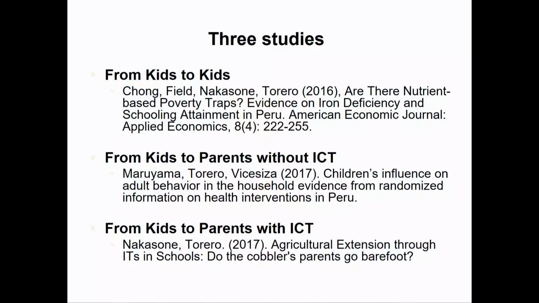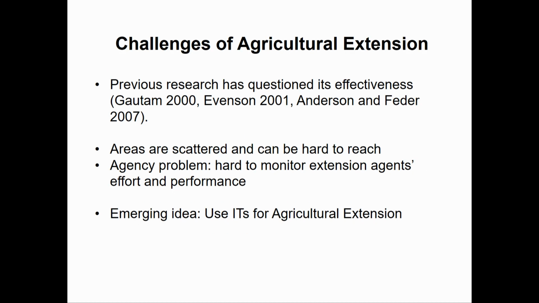So there are 3 works that we need to test this hypothesis. One is kids to kids. First, we tried to see if we can provide information through ICTs to the kids that will change their behavior. We did this with nutritional issues, and that worked pretty well. The paper is already published in the American Economic Journal. From kids to parents, we did it in 2 ways, with technology and without technology. What we found is that it changed the behavior of parents, so the upward intergenerational mobility helped. The role of Milagros as a bridge did work.